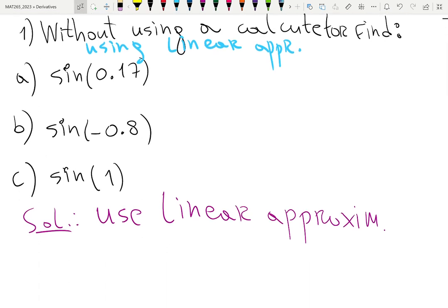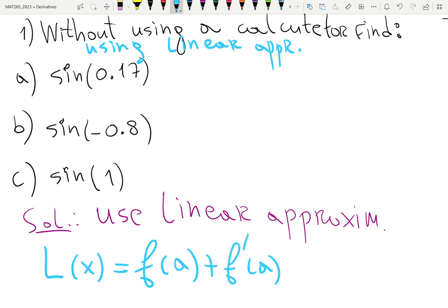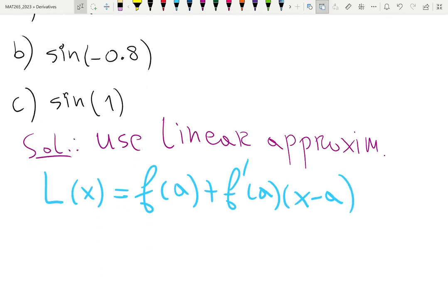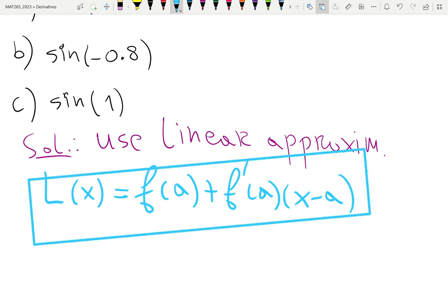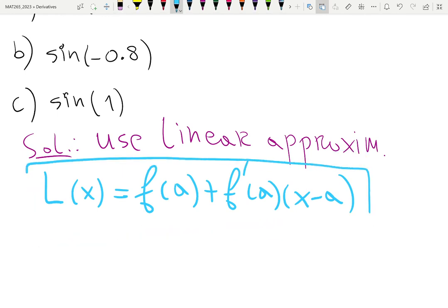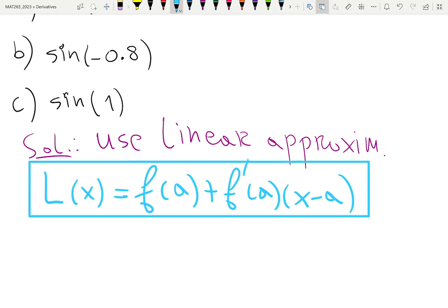Use linear approximation. That means they want me to use the formula L of x equals f of a plus derivative at a times x minus a, like so. That is the formula. You need to know this formula. You learn it. You're happy about it. You memorize it. It was derived from a known formula you already know, so at least that is good.